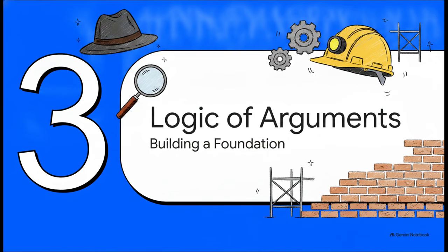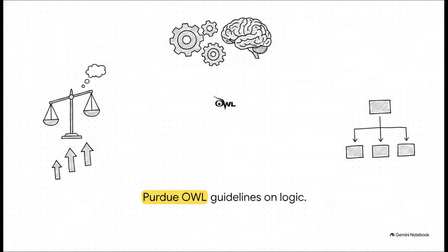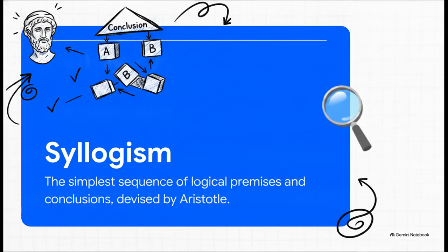Section 3. The Logic of Arguments. Building a Foundation. Now that we know how to consume information critically by spotting that bias, let's take off our detective hats and put on our hard hats. To build your own structurally sound arguments, we're going to lean on some highly respected guidelines from the Purdue OWL. They help us understand how logos-based reasoning, meaning reasoning based purely on logic and facts, forms the absolute bedrock of any successful persuasive essay. The foundation of this logic is something Aristotle called the syllogism.